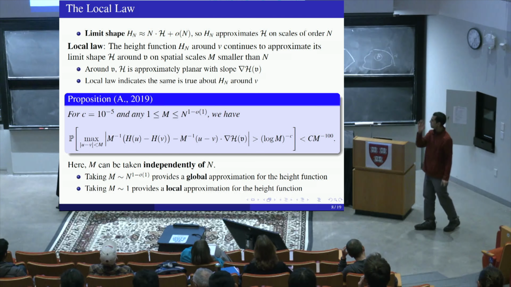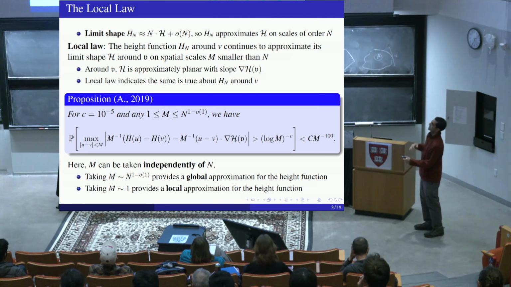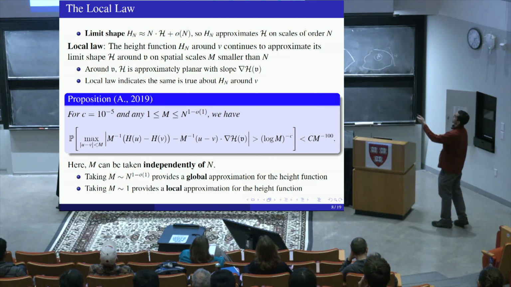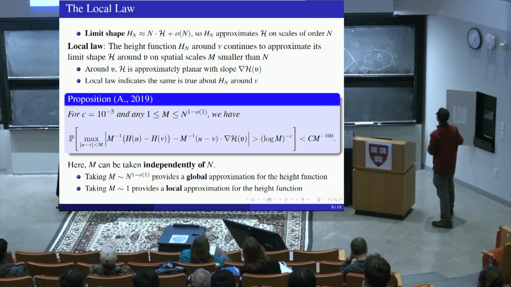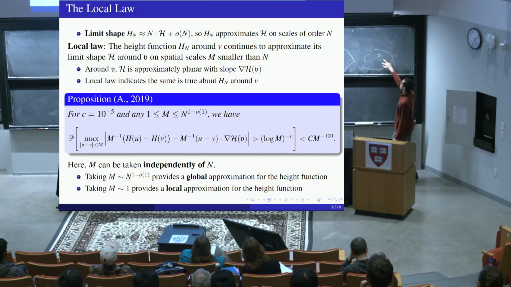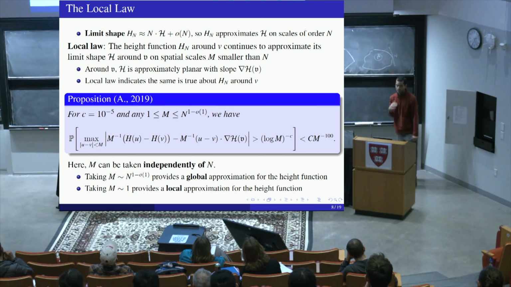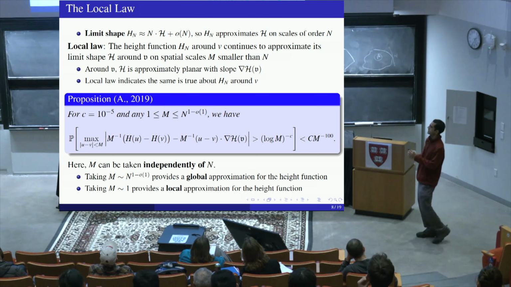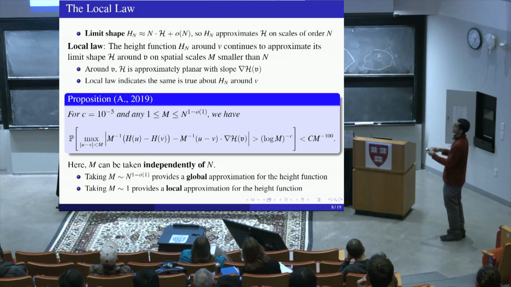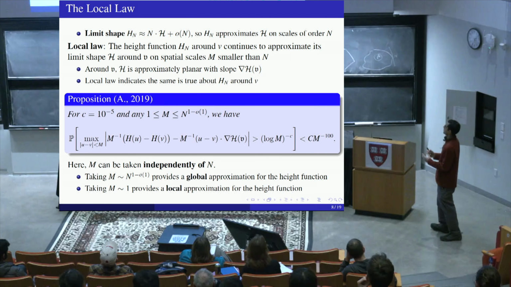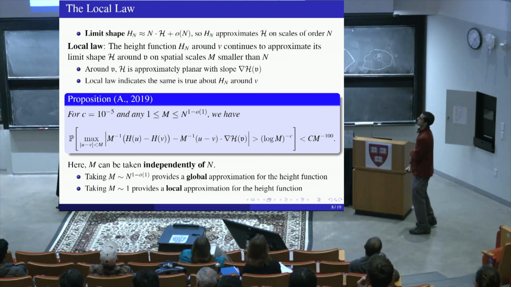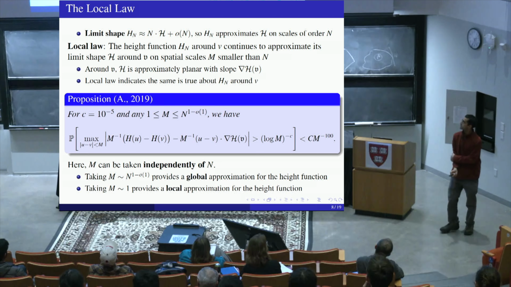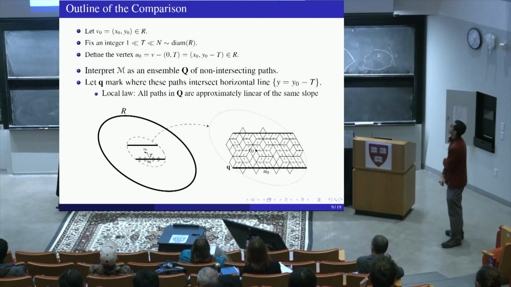Here the key point, which is why we call it a local law, is that this m is independent of n. Previously this error had some n dependence in principle. The size of this disk m can be taken to be almost of order 1. So you're really probing the tiling on very local scales. If I take m to be very large, say of order n, I'm giving a global approximation for the height function. But if I take m to be of order 1, I'm getting a local approximation for it. Okay, so now let me outline how the comparison works.